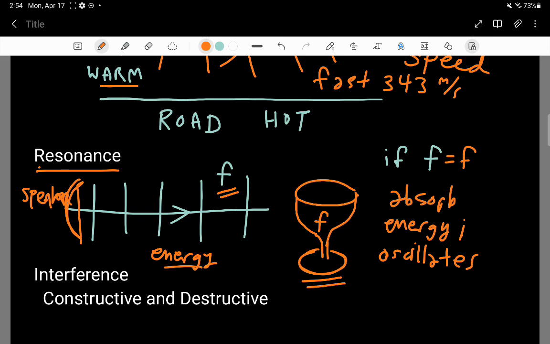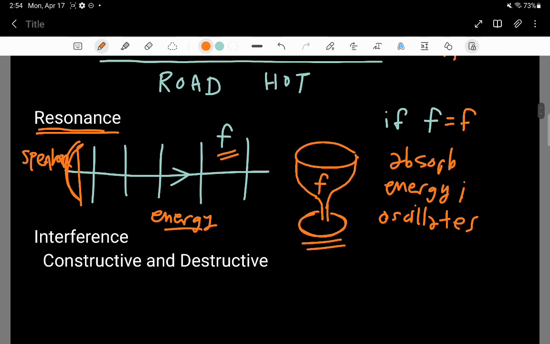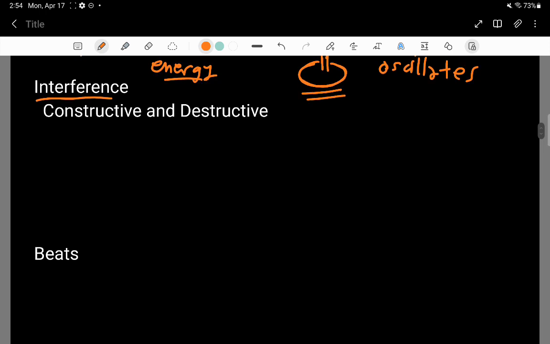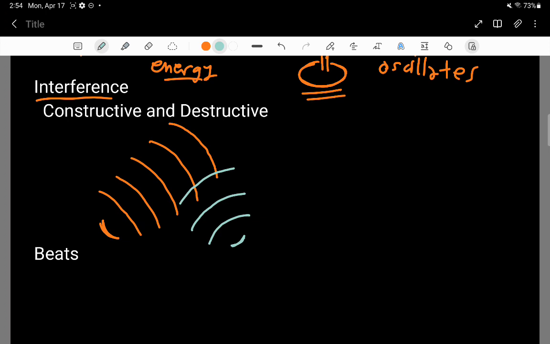Resonance is a very useful phenomenon, actually. And yeah. So another really interesting topic is called interference. And so interference is very cool. Let's say that you have a speaker and it is sending waves out from itself in this direction, right? And you have another speaker sending waves out from itself in this direction.